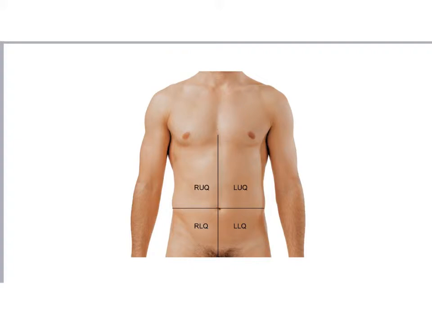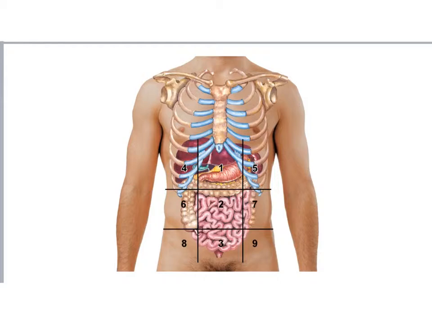So if someone is complaining of abdominal pain, or if we palpate a mass, or if we hear unusual bowel sounds, we can document where we had that finding. A less common way to divide the abdomen up is into 9 sectors instead of 4. People call these the 9 regions of the abdomen.